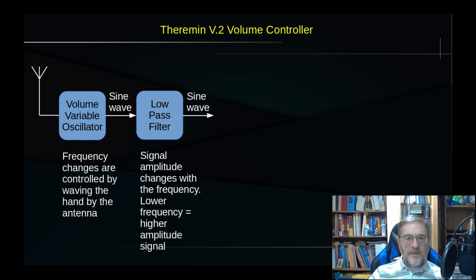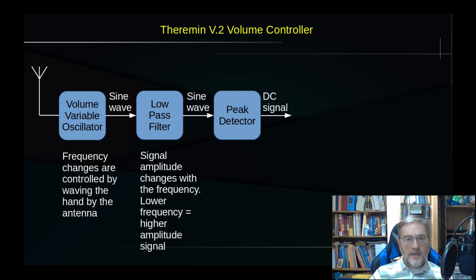To do so, we need a way to evaluate the amplitude of the sine wave coming out of the low-pass filter, and this is accomplished by the Peak Detector. The Peak Detector takes the sine wave coming out from the filter as its input and provides a DC signal at its output that is proportional to the amplitude of the sine wave.